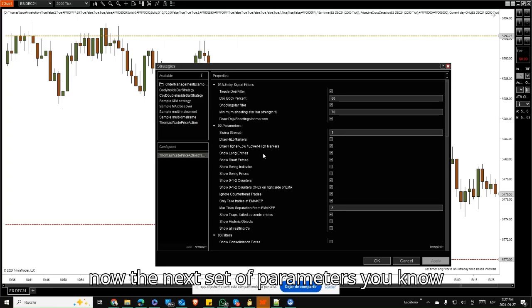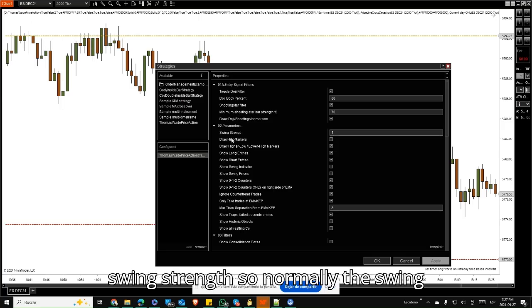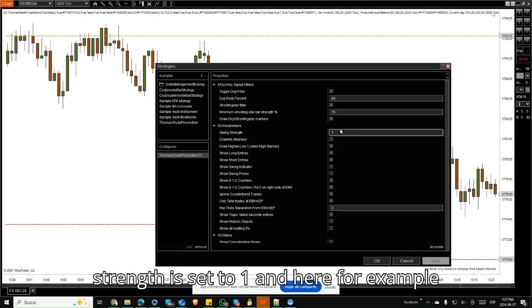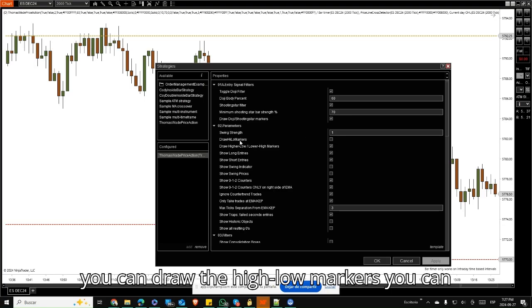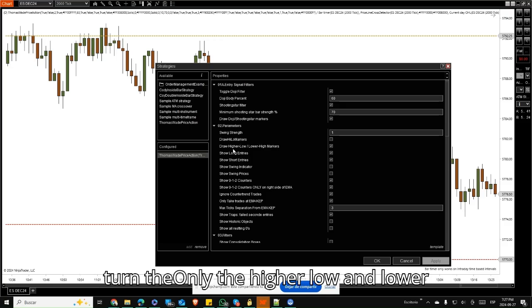Now the next set of parameters, everything is calculated based on the swing strength. So normally the swing strength is set to 1, and here, for example, you can draw the high-low markers. You can turn on only the higher low and lower high markers. You can turn the long entries or short entries on or off. You can show or not the swing indicators with their prices. And here you can show the number ones, number twos, and in the final bars, the zeros.